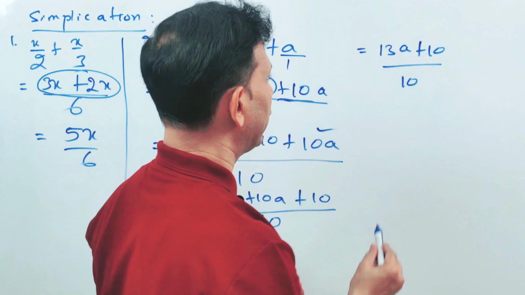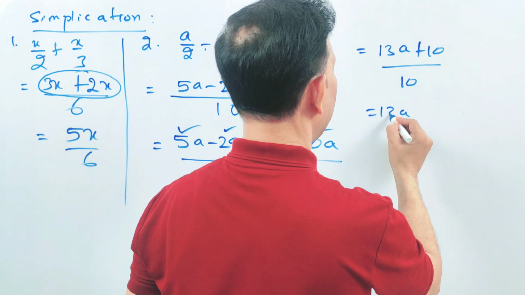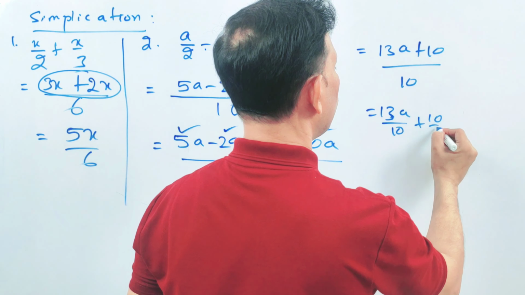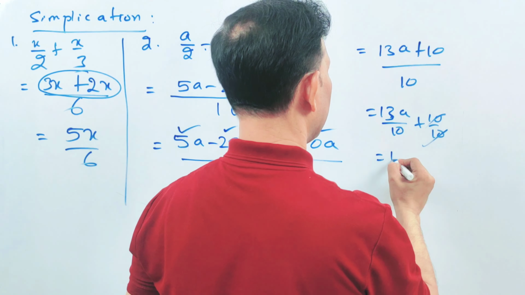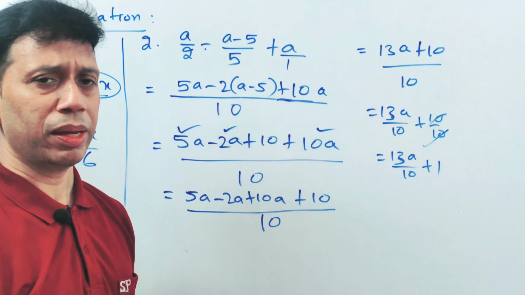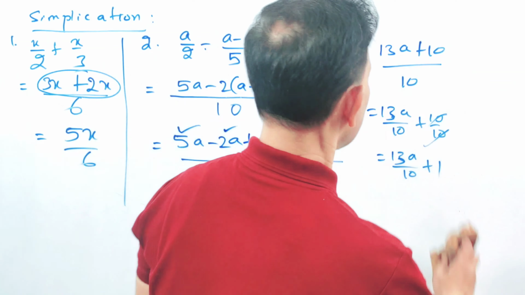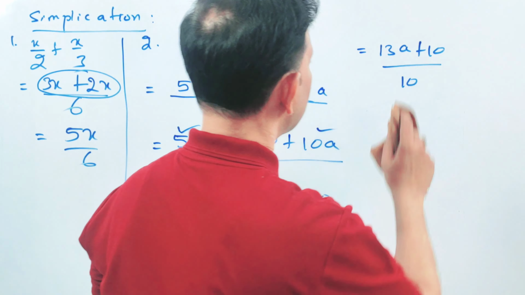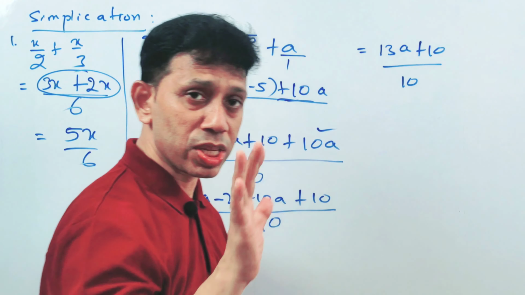Or you may do it like this also, 13a by 10, but this need not be done actually. 13a by 10 plus 1, or 13a plus 10 by 1 you can write. So it is not needed actually. This is the final answer, simplified. Okay, so this is the way we are doing.